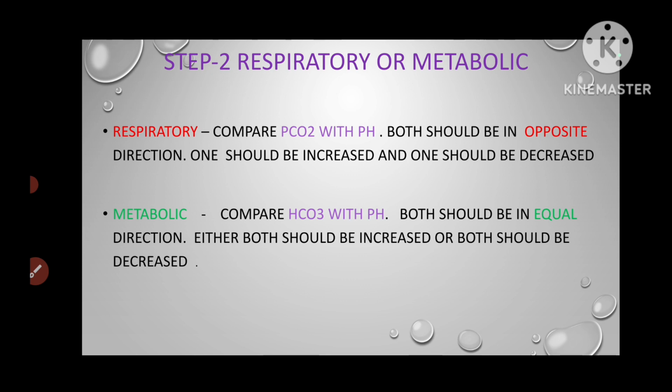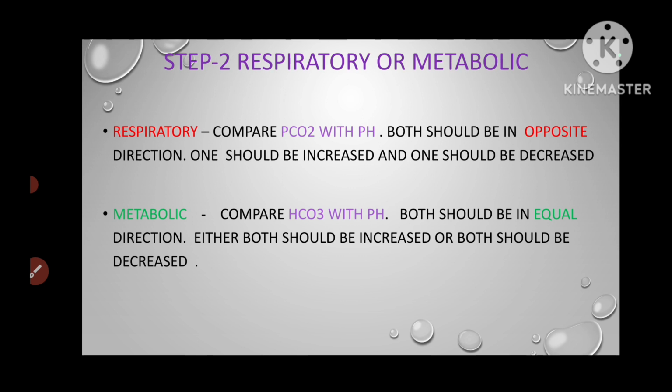In step 2, we can find whether the given value is respiratory or metabolic. To find out whether it is respiratory, we should compare the values of PCO2, carbon dioxide, with pH. Both should be in opposite direction. One should be increased and one should be decreased. For example, if the PCO2 is increased, the pH should be decreased. Or if PCO2 is decreased, the pH should be increased, which means opposite directions.